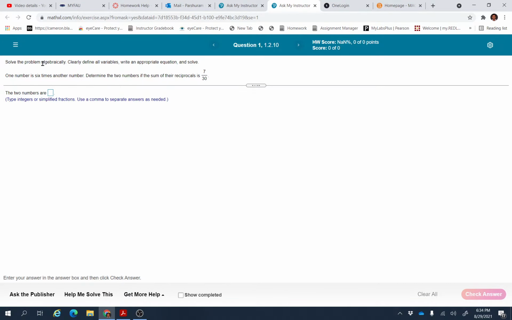Solve the problem algebraically, clearly define all variables, write an appropriate equation and solve. Problem: One number is 6 times another number. There are two numbers. Let's assume that one number is x, then the other number would be 6 times x. Determine the two numbers if the sum of their reciprocals is 7 over 30.